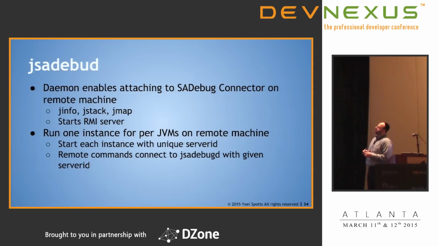And then, like I mentioned before, the JSADebugD, I'm missing a G there in the title, is a daemon that allows you to connect using the serviceability agent to a remote machine. So you can actually run JStack or JMap on a running JVM on a remote machine from the machine you're at, as long as you've got JSADebugD running on that remote machine. Now, you run one instance per JVM, and it'll utilize RMI. Best practice is to start each instance with the server ID, which is actually an RMI artifact. And if we have time, when we go through the demo, I'll show you that as well.